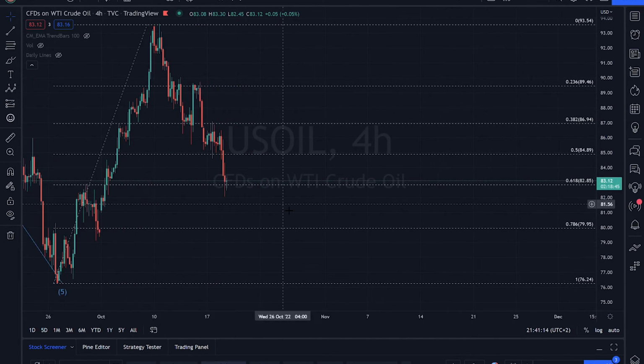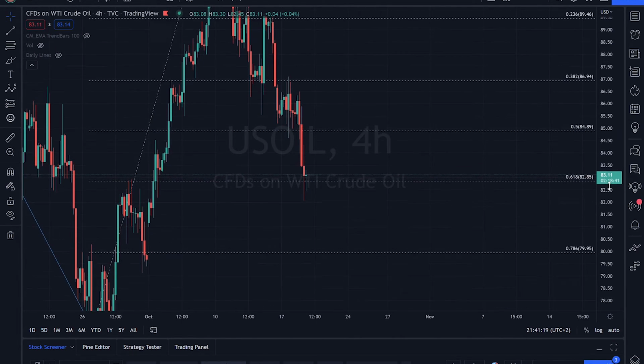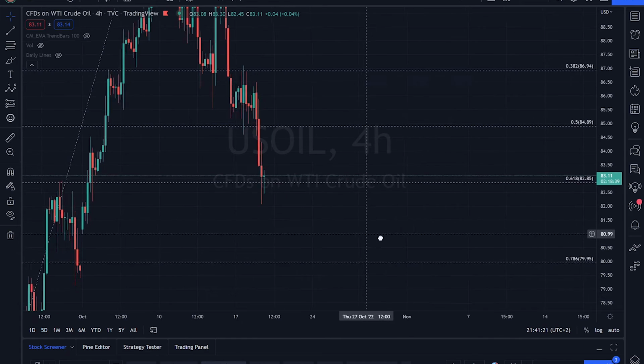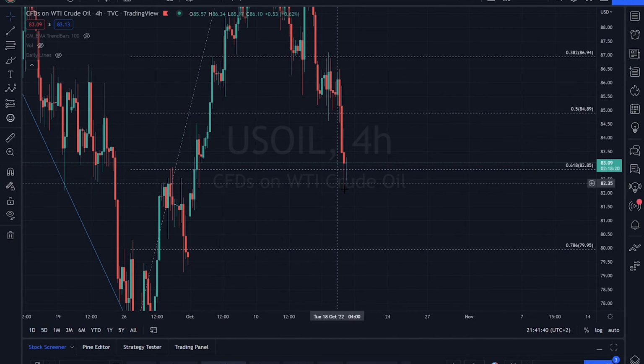So let's have a look to see what we have if we zoom in on the 4-hour chart, keeping our Fibonacci level on there as a guide. So we've come down to this 61.8. We did go through that today, which usually means that we will head down to the 78.6. But we've made a pullback.